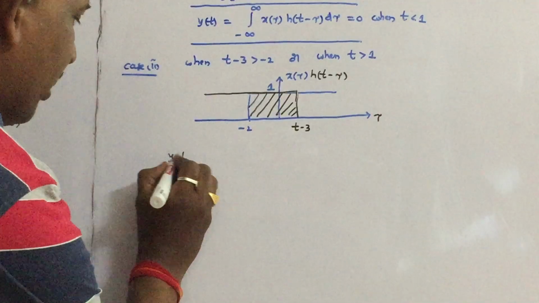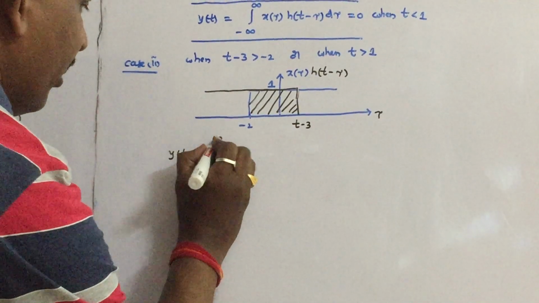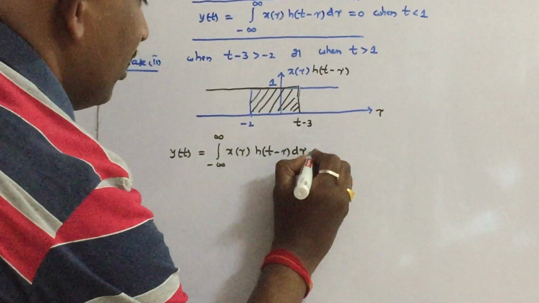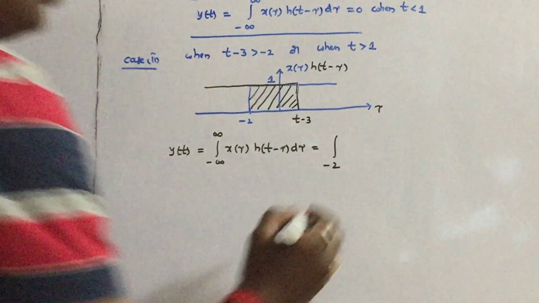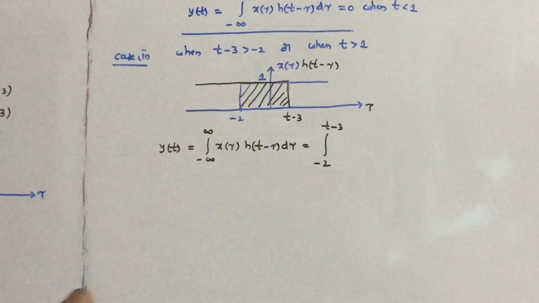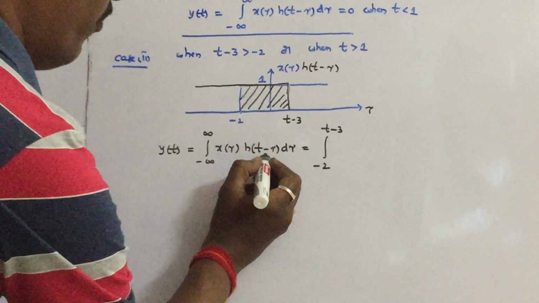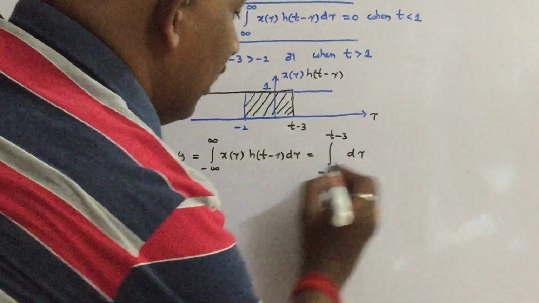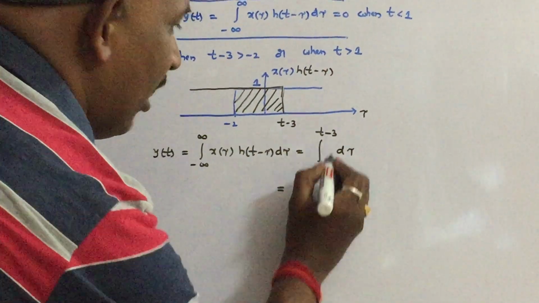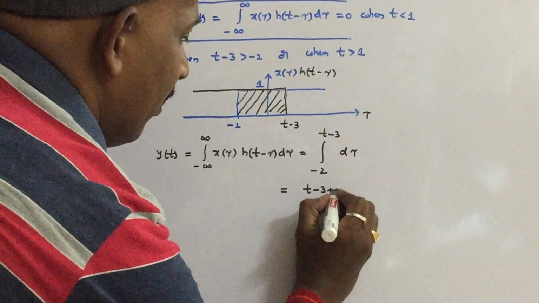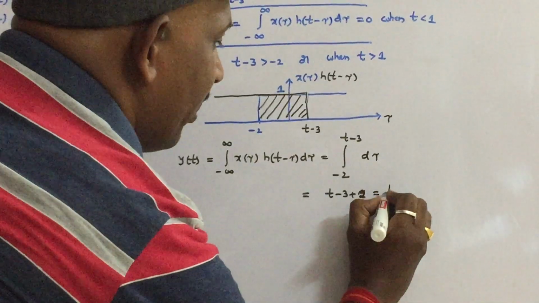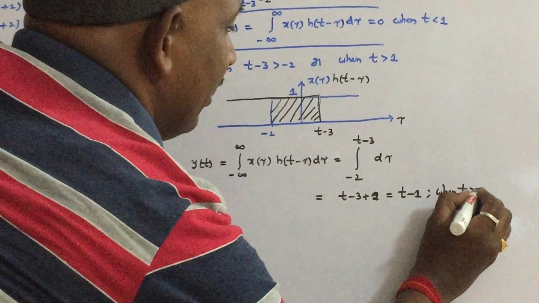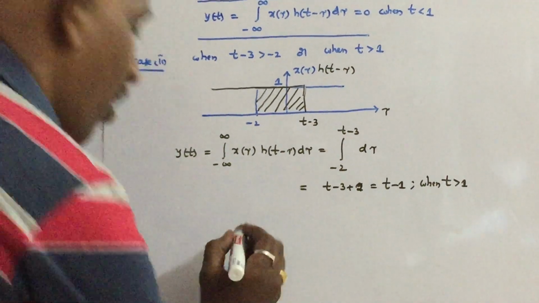Let us first write the expression. The integral from minus infinity to infinity of x of tau into h of t minus tau d tau is equal to the integral over the interaction region, from minus 2 to t minus 3. In this, x of tau has amplitude 1 and h of t minus tau has amplitude 1, so it is 1 into 1 d tau. Taking the limits, tau from minus 2 to t minus 3, if you substitute the limits, it is t minus 3 plus 2, so it becomes t minus 1. You have to clearly mention t greater than 1.